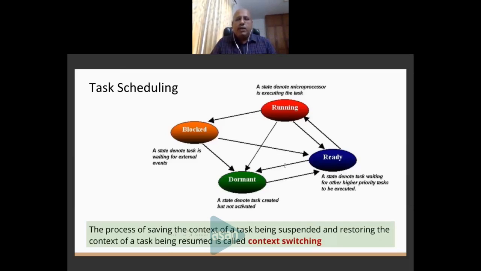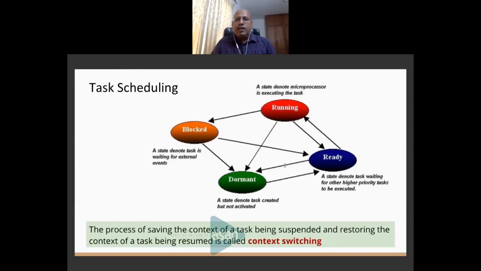So when a real-time system starts, suppose there are some 10 tasks in your system, everybody will first come into the dormant state. That is the entry state, like a gateway into the system. Of these 10 tasks, only one task can be in the running state at a time. A dormant task cannot directly go to a running state. First, it has to go to a ready state, and it has to be there in a queue.